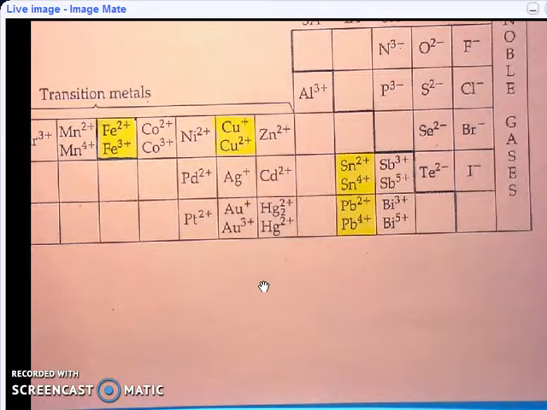I thought that this is the color that I have. I thought I had some with the white background, but obviously I don't.